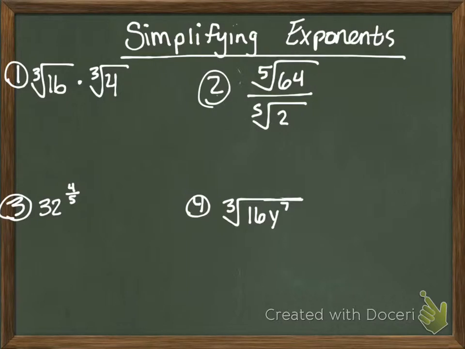So, simplifying these expressions, if we have a radical times a radical, and they're the same, so in number 1, we have the cubed root of 16 times the cubed root of 4. Well, since they're both the cubed root, we can say that that's the cubed root of 16 times 4. Since they're the same radical, they're both the cubed root, we can put them together and put the numbers underneath and multiply them together. So 16 times 4 is 64.